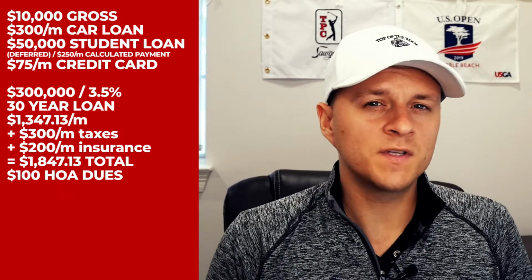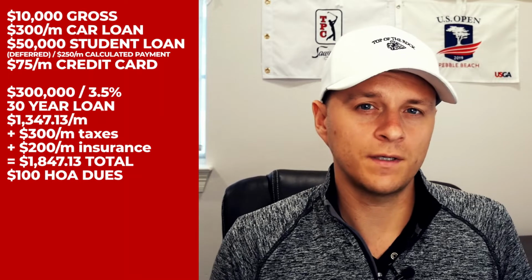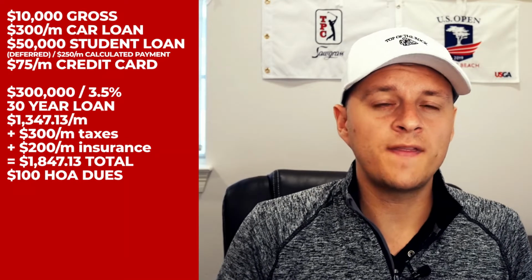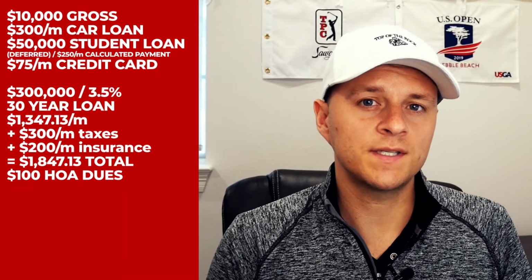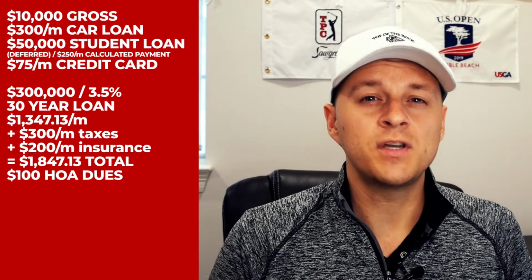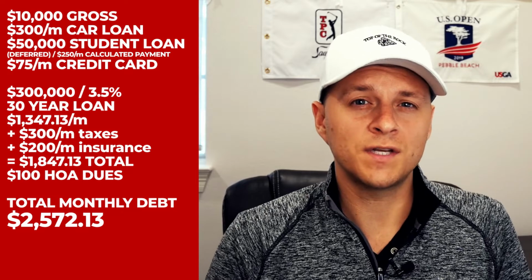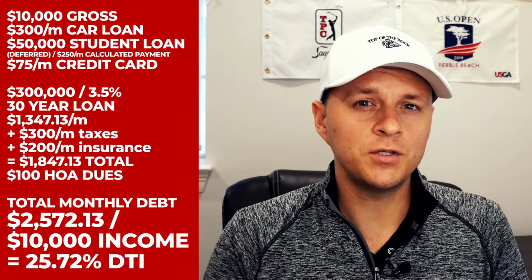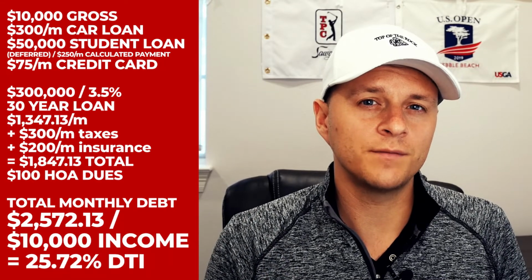So if we add up all those minimum payments, $300 for a car, $75 for the credit card, 0.5% of $50,000 for your student loans would be $250 monthly. And then you add in the total mortgage of $1,847.13 and your HOA dues of $100 per month. If you add that all together, you get $2,572.13. That is your total monthly debt load. If you divide that by your gross monthly income of $10,000, you get 25.72%. 25.72% is a pretty good debt to income ratio.